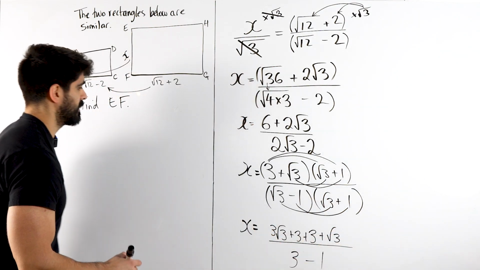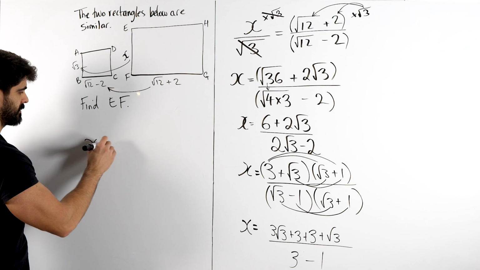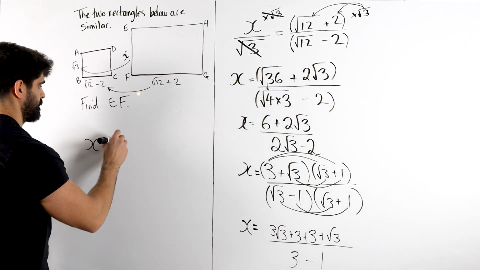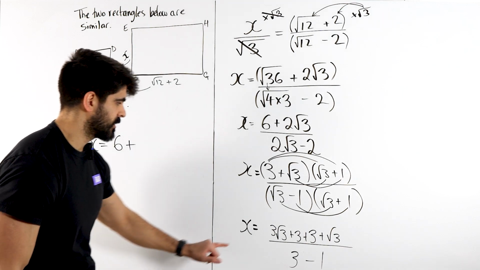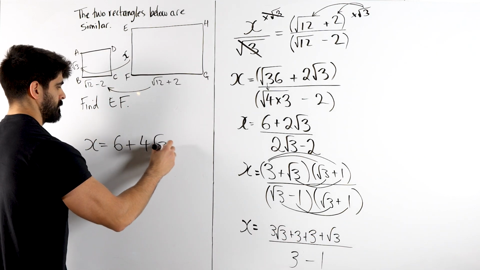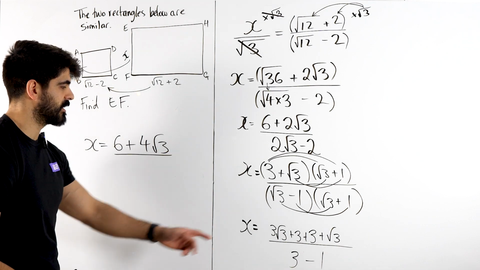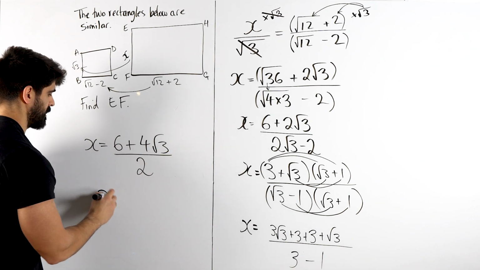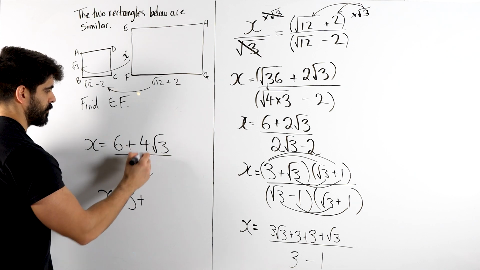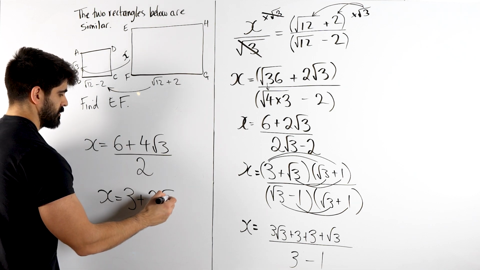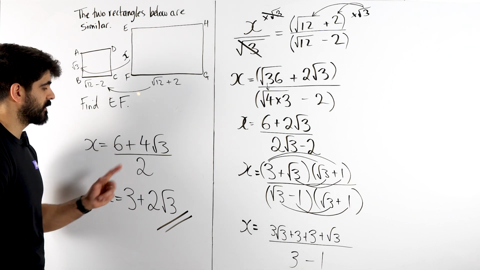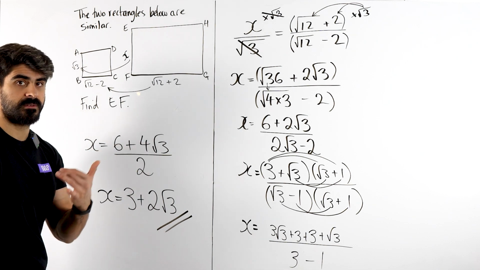Okay, let's go over here. So we have x is 3 plus 3, 6, plus 3 root 3 plus root 3 is 4 root 3, divided by 3 minus 1, 2. And there we go. 6 divided by 2, 3. 4 divided by 2, 2 root 3. Essentially I'm dividing every single term by 2, but 2 divided by 2 is 1, and writing divided by 1 you don't need to do.